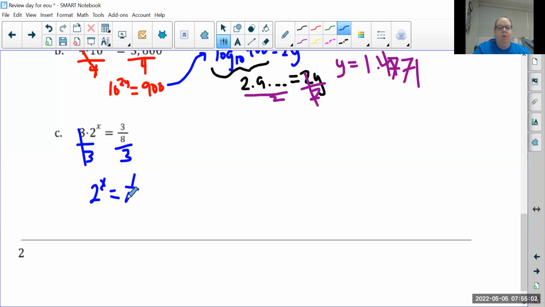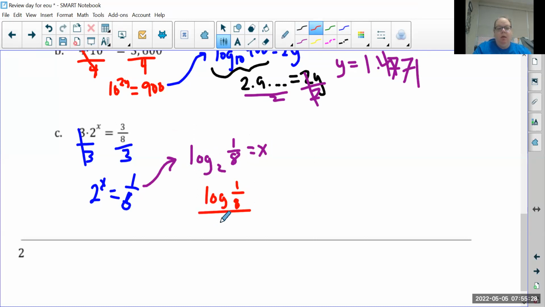Now I need to make it into a log problem. This is 1/8. My base this time is 2, which means I can't just directly put it in the calculator. I need to change the base. And then 1/8 equals x. So I can't just type log base 2 of 1/8 into the calculator. Remember, I have to do log 1/8 divided by log 2. That's how I can change the base, so that way I can put it in the calculator.